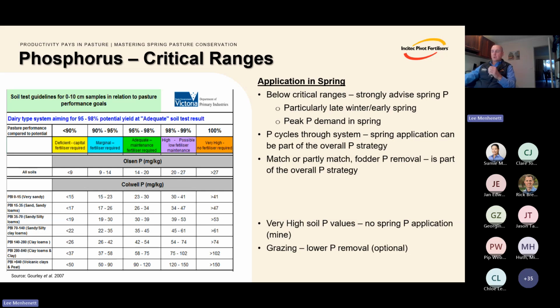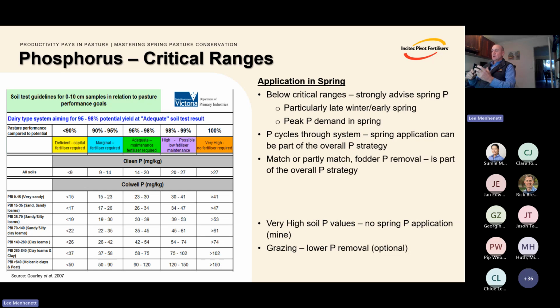The P will cycle through the system, and spring phosphorus applications can be part of that strategy. So it's not right or wrong to bleed a little bit of phosphorus into the system, but it can be part of the overall strategy of phosphorus, a small amount in the spring and a larger part in the autumn. And we could also match just a little bit of that fodder removal as well. So we can put P into the system that matches some of the P that is actually taken out the gate when we remove the hay or silage off the paddock. So spring applications can definitely be part, and should be part in certain situations, of that strategy.